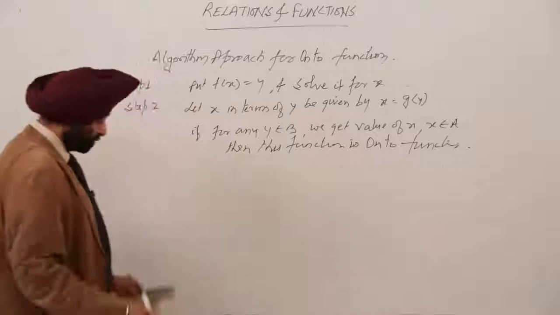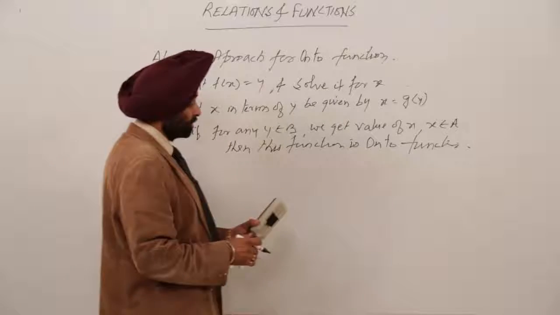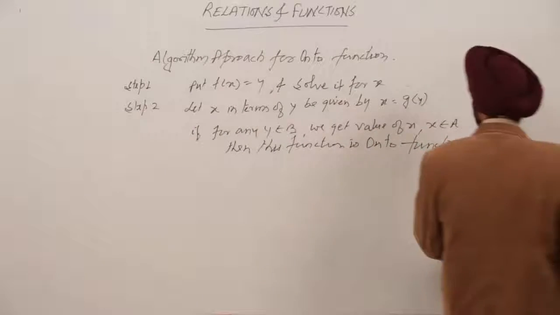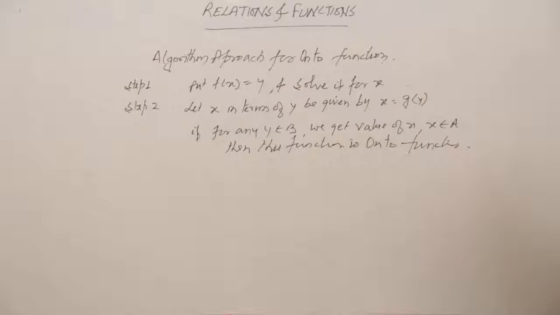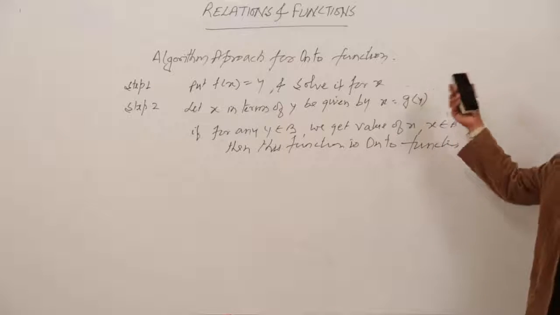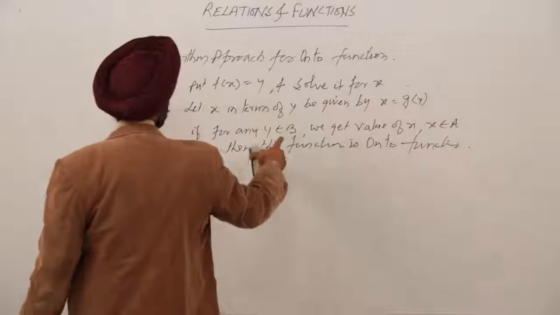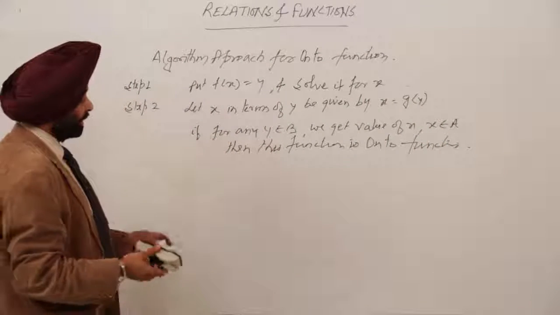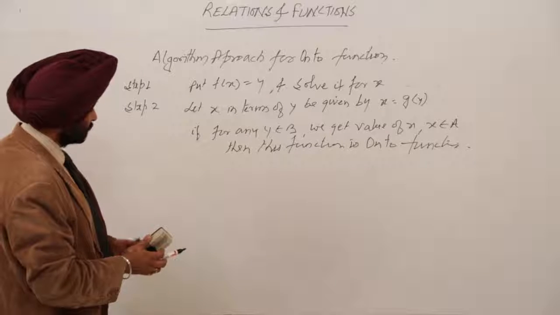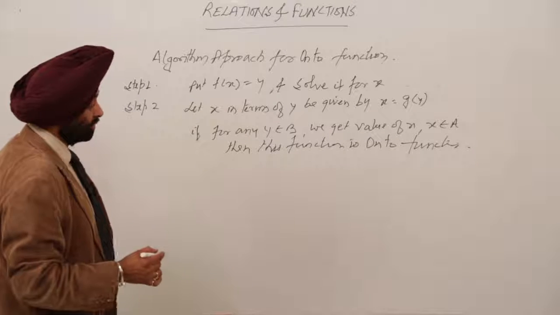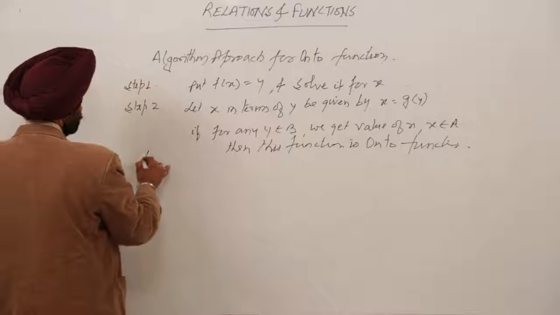Now just go for this algorithm approach. I have written put f(x) is equal to y and solve it for x. Let x in terms of y be given by x is equal to g(y). You can write in place of g(y) any function. Then if for any y belongs to B, we get the value of x belongs to A, then this function is an onto function. Now again an example.